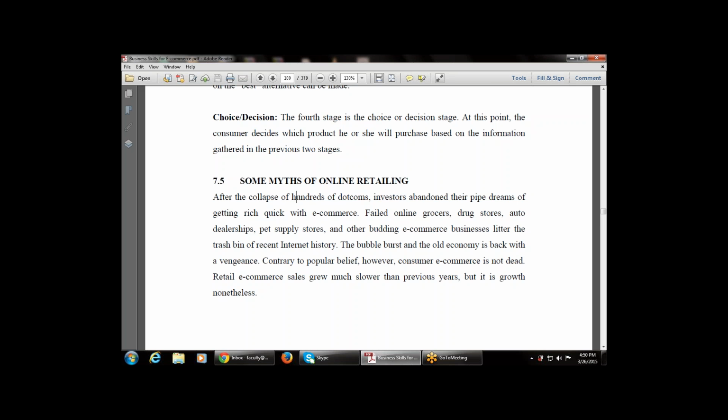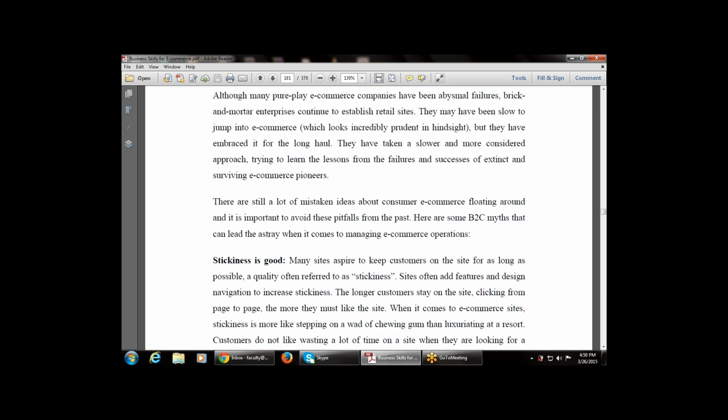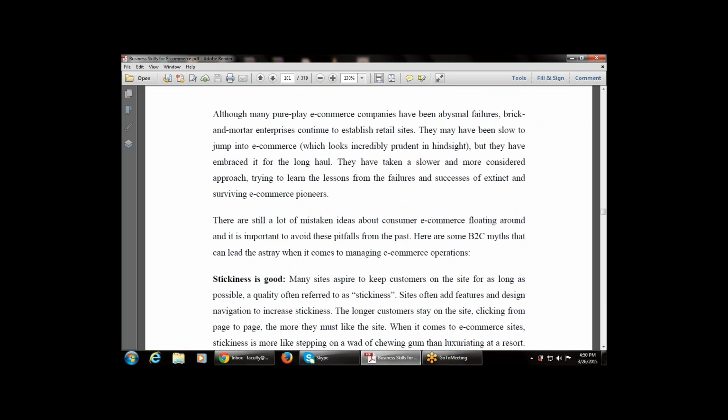Retail e-commerce sales grew much smaller than before, but it is growth nonetheless. So what are the myths or predictions that online retailers have while doing online retailing? Why does not every retailer opt for online retailing? Here are some B2C, that is business-to-consumer, myths that can lead you astray when it comes to managing e-commerce operations.